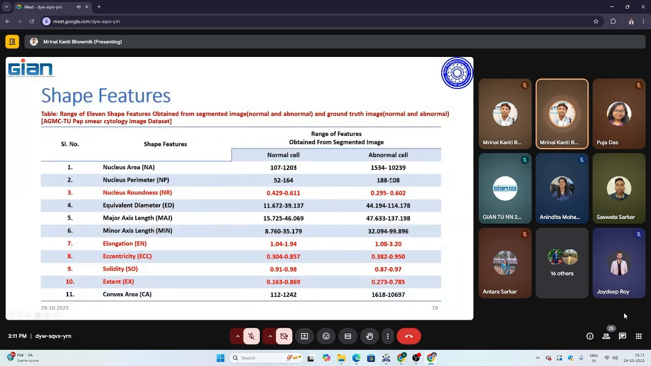These values are not overlapping, but for nucleus roundness, the values are overlapping. Some of the images have equal or overlapping features. So for our database, we can't use nucleus roundness, elongation, eccentricity, solidity, and extent for classification.